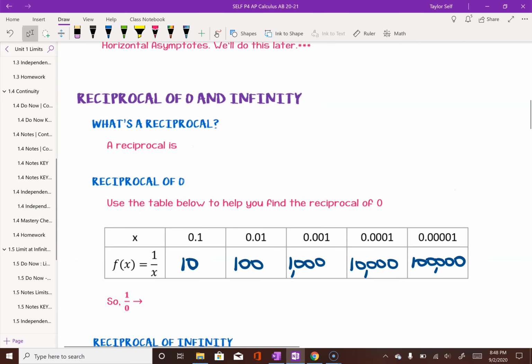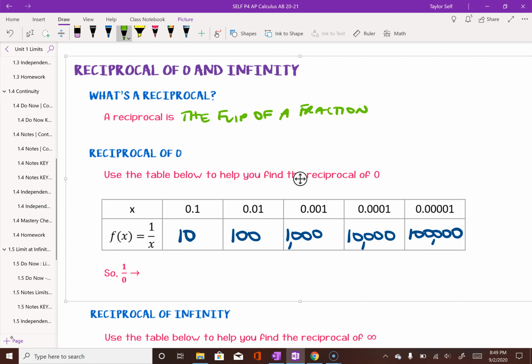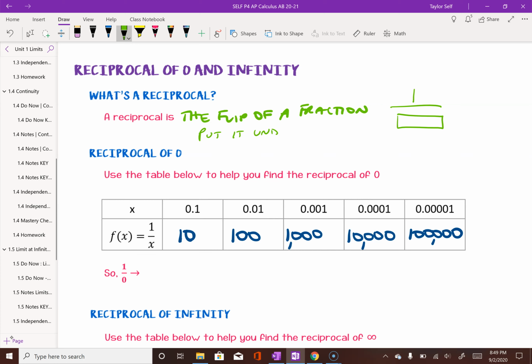Okay, really quick, we're going to need to talk about the reciprocal of 0 and infinity, just so we can visualize these limits. So what is a reciprocal? A reciprocal, you should write this down. A reciprocal is the flip of a fraction. Or you can think of 1 over whatever you started with. So put it under 1, whatever you started with.